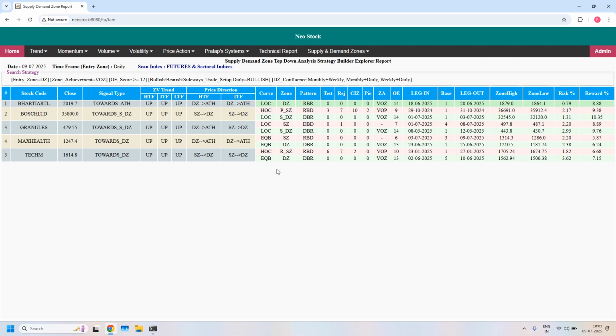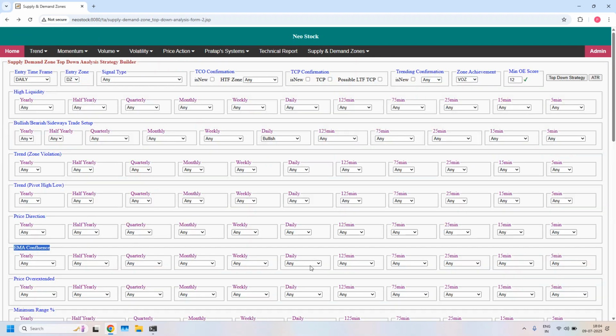That means in all the 5 stocks, all these are daily demand zones. They are overlapped with weekly demand zone. Both together again overlapped with monthly demand zone. And monthly trend is uptrend in all the stocks. So we can further filter monthly demand zones with monthly EMA confluence.